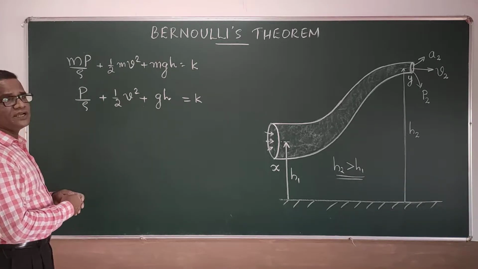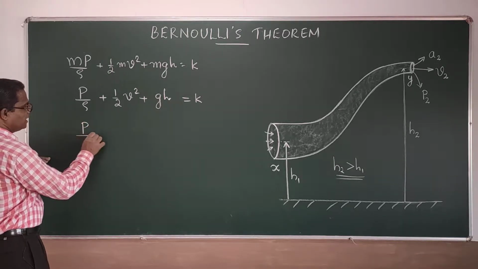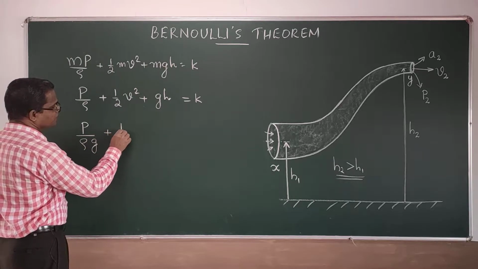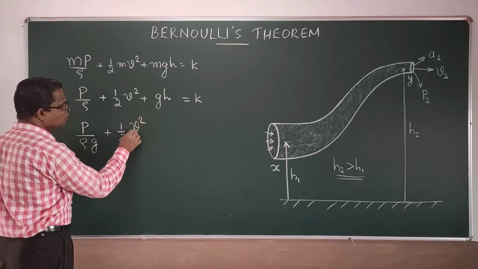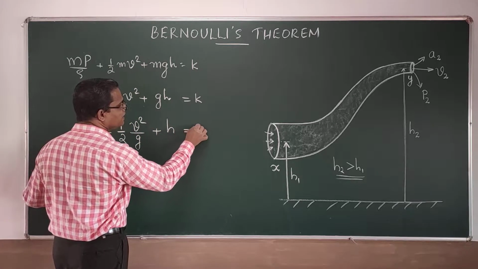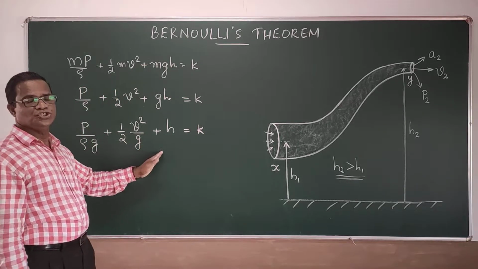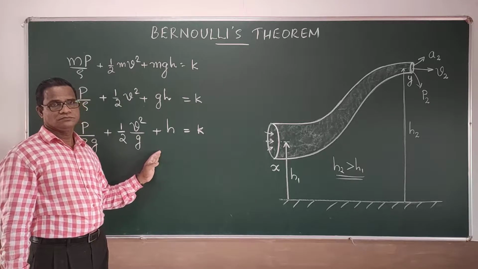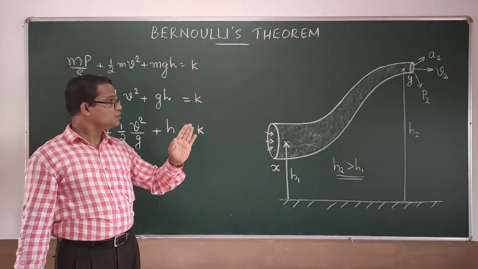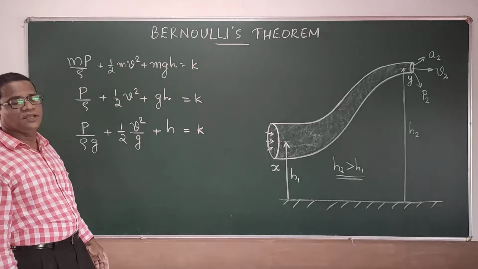Now again, if I take one more step, P by rho G plus V square by 2G plus H remains a constant, meaning I am dividing throughout by the acceleration due to gravity. The right hand side just implies a constant, no value given, just mentioning that it remains constant.